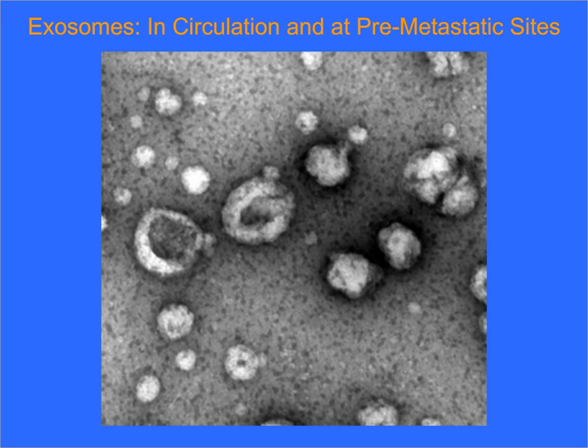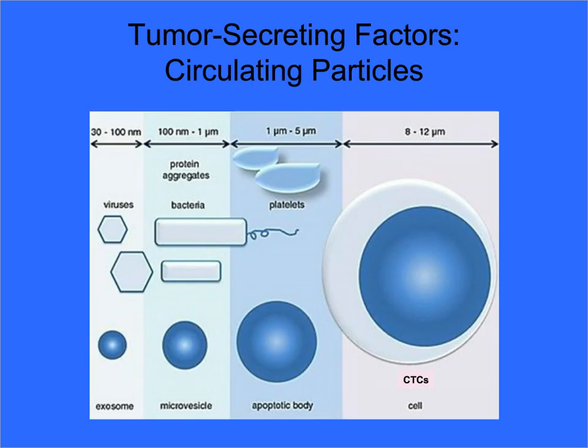This is what got us into the whole area of exosome biology. Here you can see the particles. They're donut-shaped. They contain materials inside. Some are large, some are small. Very often, metastatic tumor cells shed particles of all different sizes, a heterogeneous population. And we then wanted to study these exosomes.